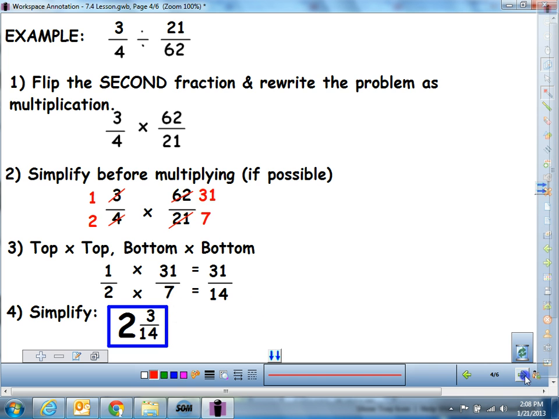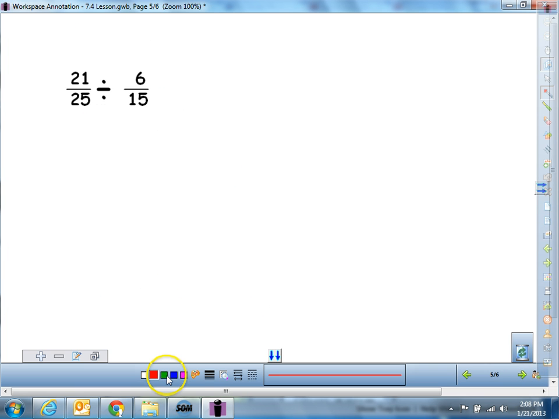So let's go ahead and try it again. 21/25 divided by 6/15. What's my saying? Dividing fractions, don't ask why, flip the second and then multiply. So I want to rewrite this as a multiplication problem. I'm going to have 21/25. This first one does not change. It was that, it stays the same. But now I want to change this to multiplication, and I have to make sure that I get the reciprocal of this. So I'm going to have 15 over 6.